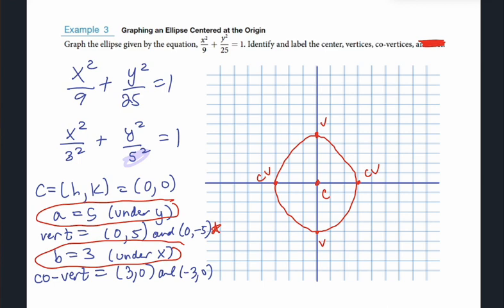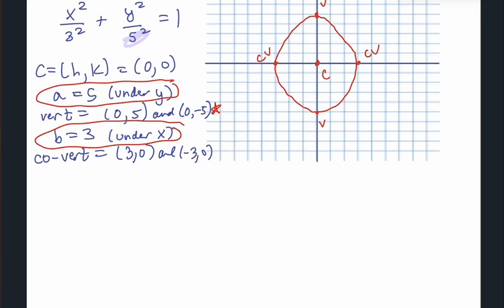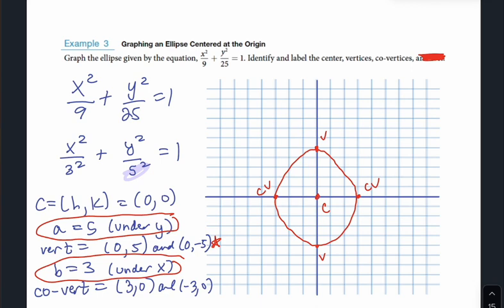The thing to remember is they always have to be squared, they have to be added, and they have to equal 1 for this to work. They can't equal another number. If they equaled 7 or something, we would have to deal with that. Any questions before I move on to the next example? Okay, let's do another one.